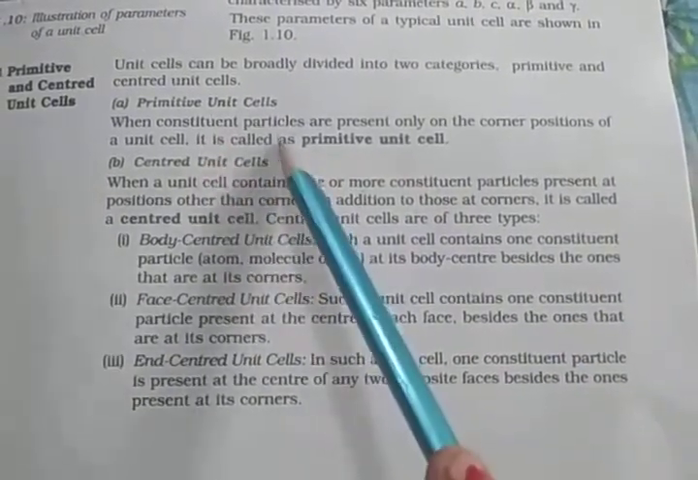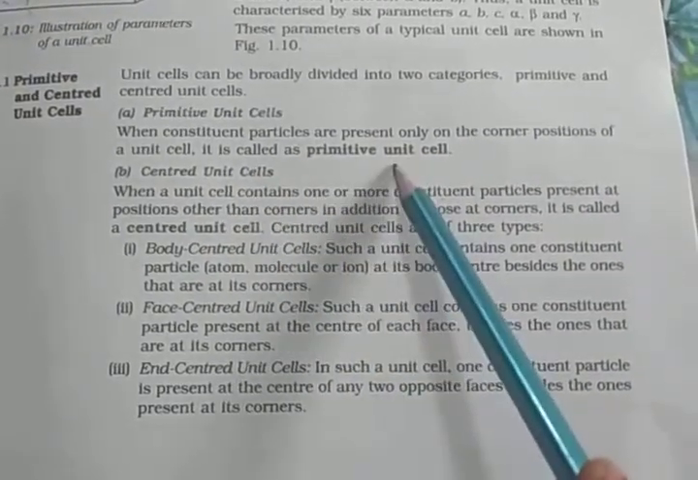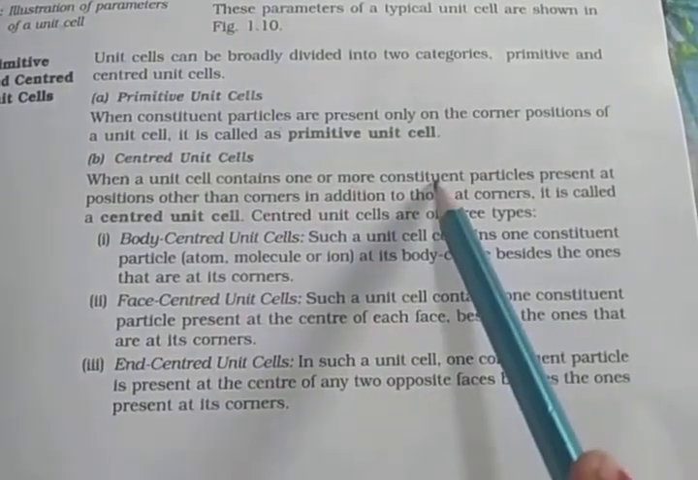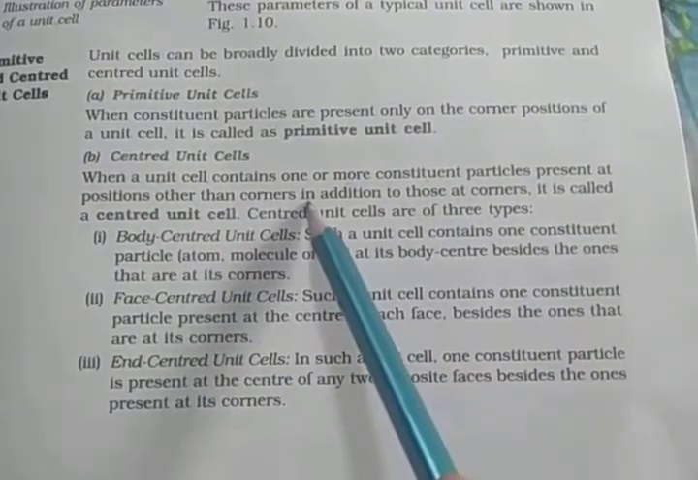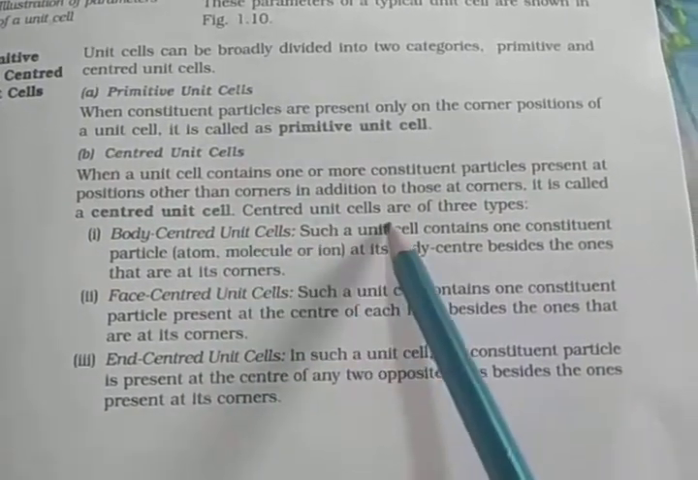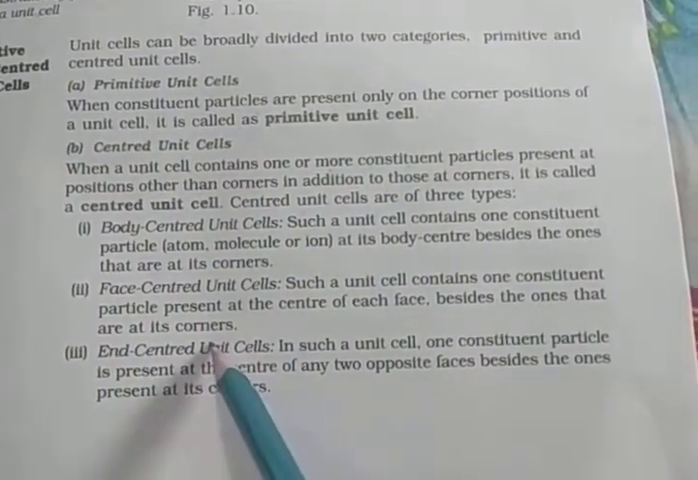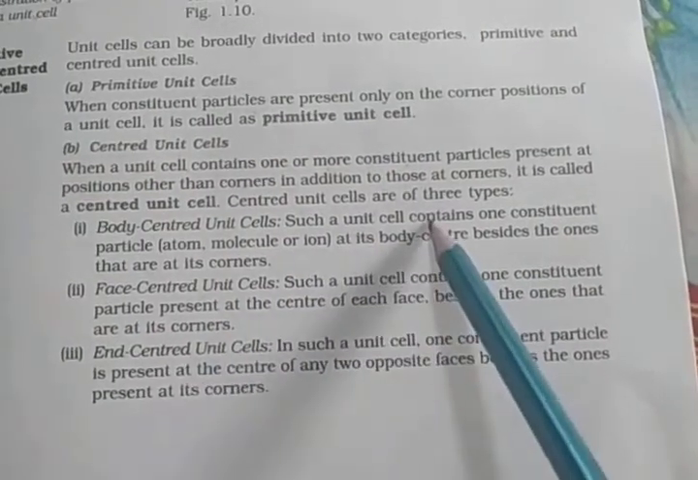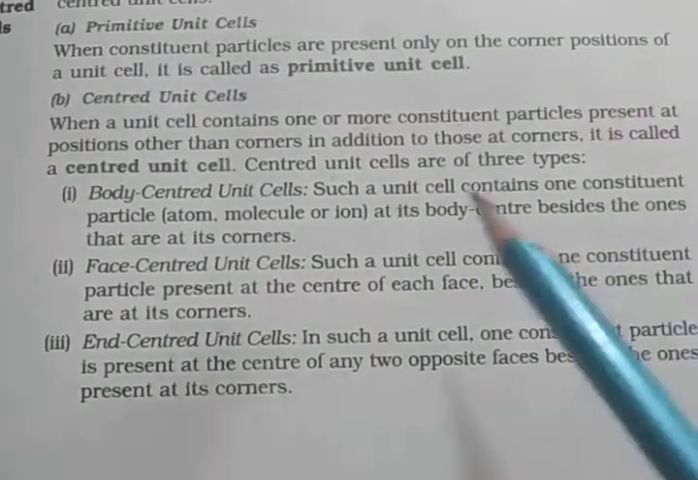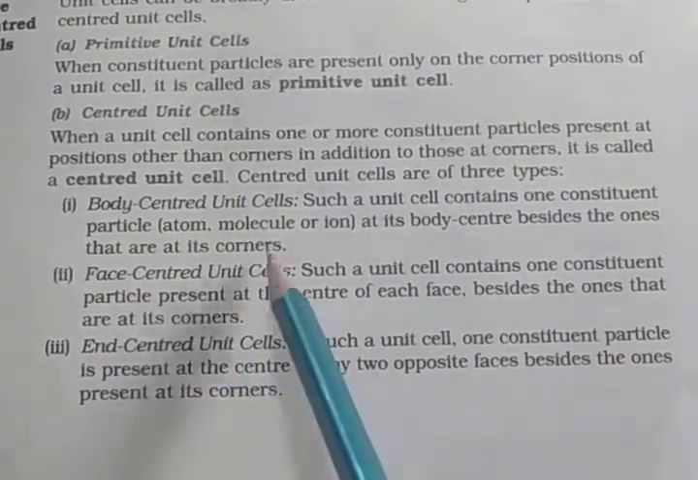Primitive means that constituent particles are present only at the corner positions of a unit cell, so it is called a primitive unit cell. Then centered: when a unit cell contains one or more constituent particles present at positions other than corners, in addition to those at corners, it is called a centered unit cell. And centered unit cells are of three types: body centered, face centered, and end centered. A body centered unit cell contains one constituent particle, atom, molecule or ion, at its body center besides the ones at its corners.